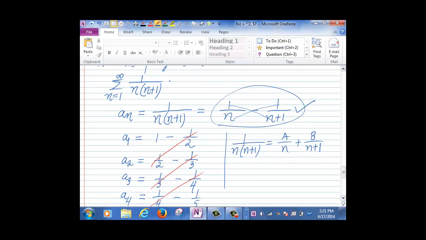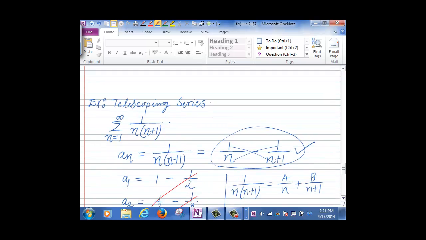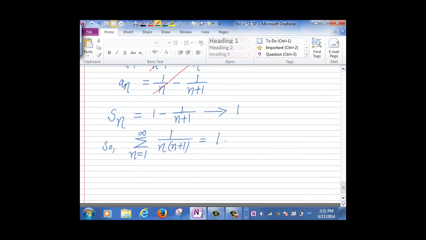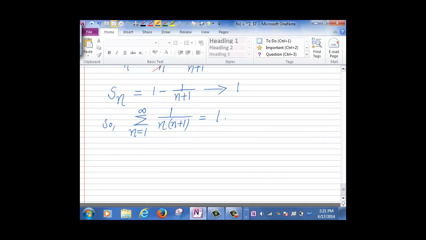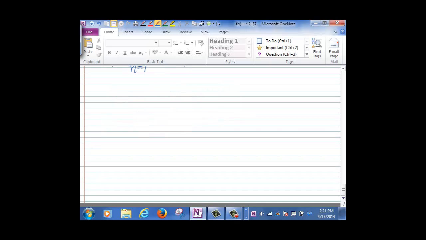Everybody's okay with that? All right, so that's called the telescoping series because the terms sort of are vanishing when you're taking the sum. Any questions on that example? Okay, another example.